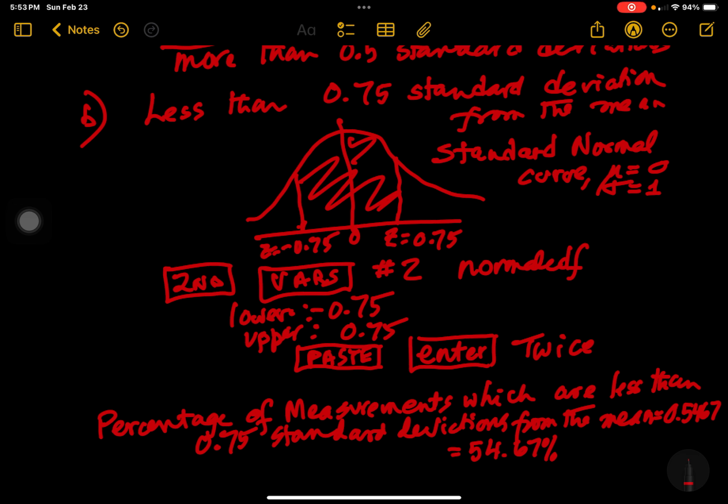What does it mean? The 54.67% of the measurements vary from the mean by less than 0.75. Notice it can be on both sides of the mean.